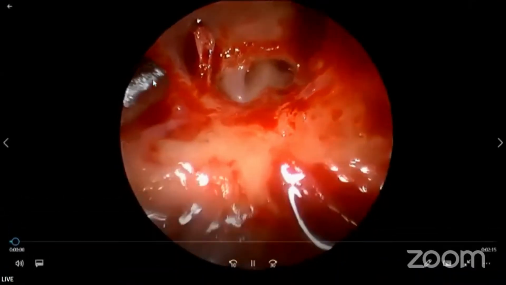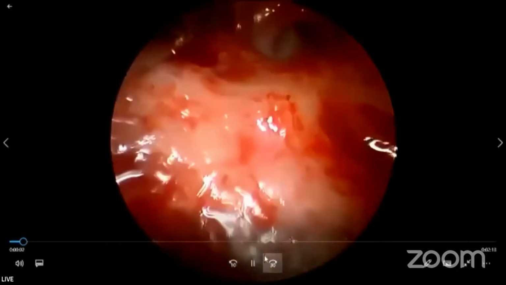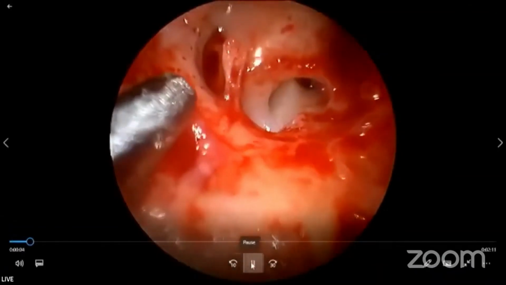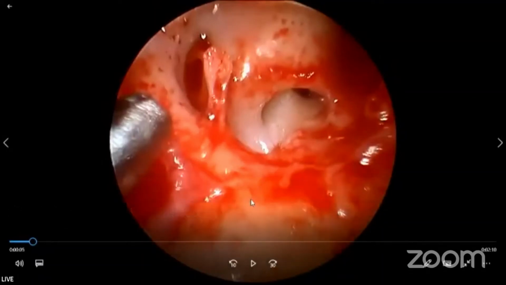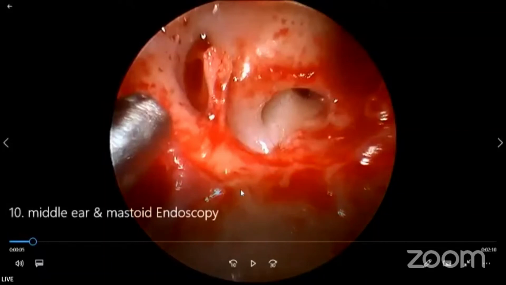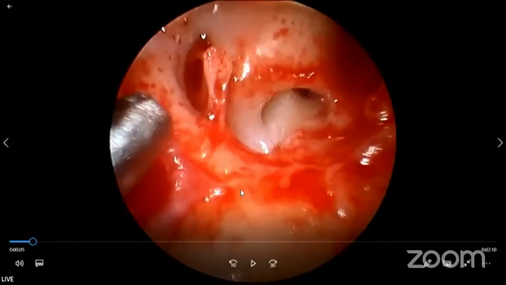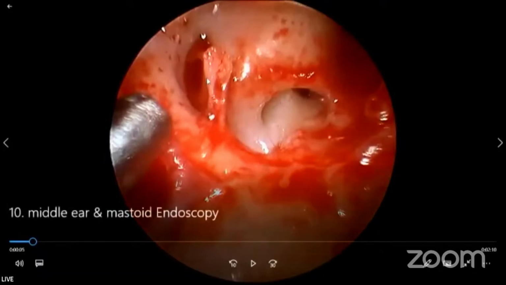Now this is another condition, a case of cholesteatoma in which the dissection has been done. You can see some I minus N minus status. That is, only the stapes is present. This is the head of the stapes which is seen. This is the anterior crus. This is the posterior crus. Okay. This is the round window which is well seen.